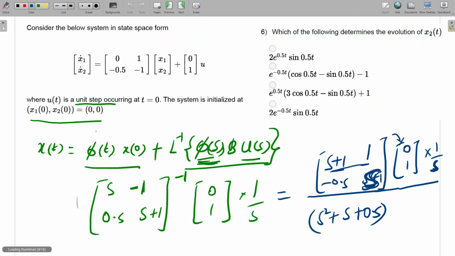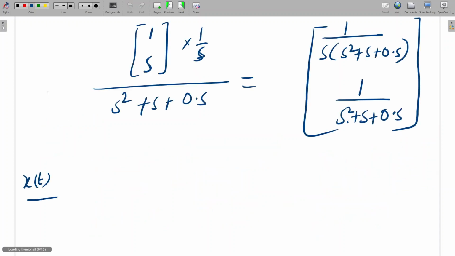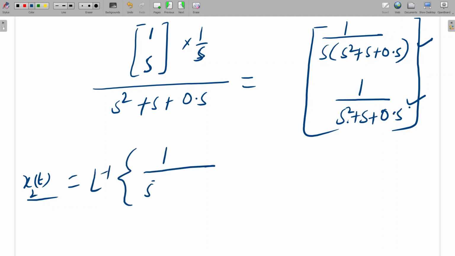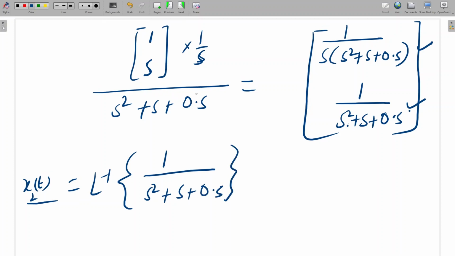So what is it asking? x2 of t. So x is equal to x1, x2, where this is the x1 first element, and this is x2. So x2 of t is the inverse of this one. So x2 of t will be L inverse of 1 divided by s square plus s plus 0.5. So we'll see the options.